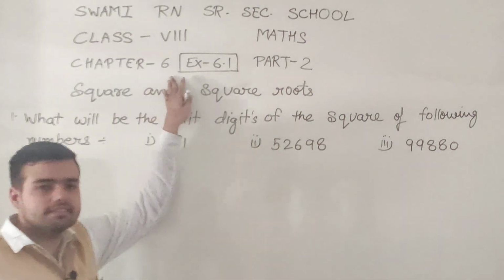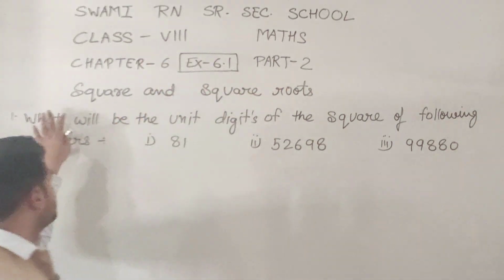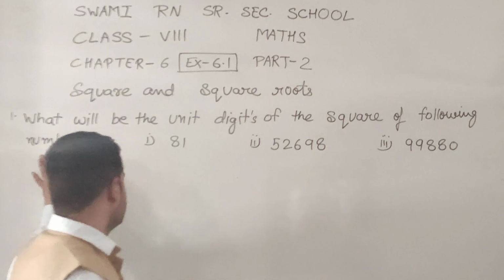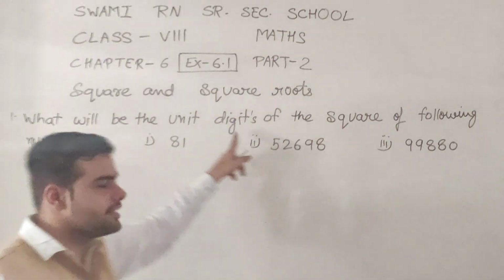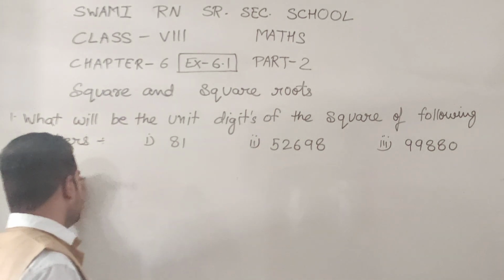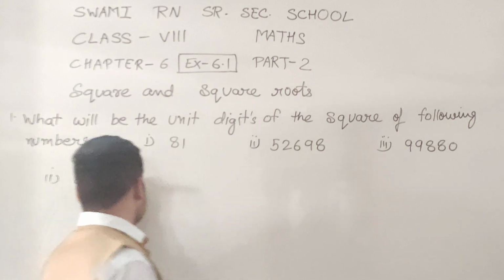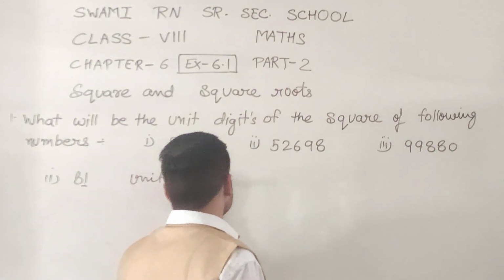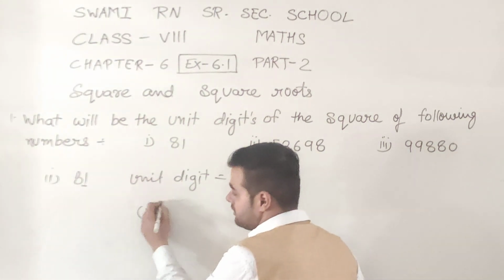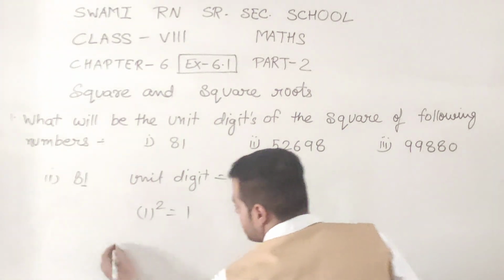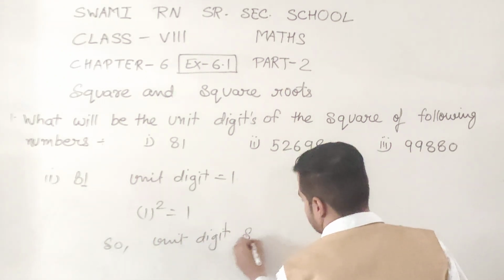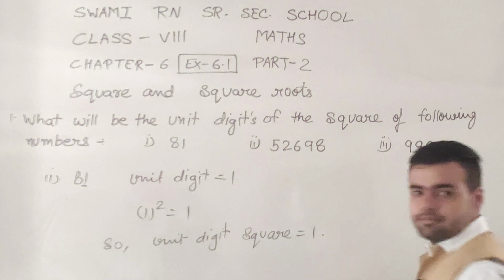Today we will discuss chapter 6, exercise 6.1 of class 8. Here, the question is, what will be the unit digit of the square of the following numbers? In this question we have to find the unit digit of the square. The first part is 81. In this number 81, the unit digit is 1, and the square of the unit digit, the square of 1, is equal to 1. So our answer is: the unit digit of the square is 1.